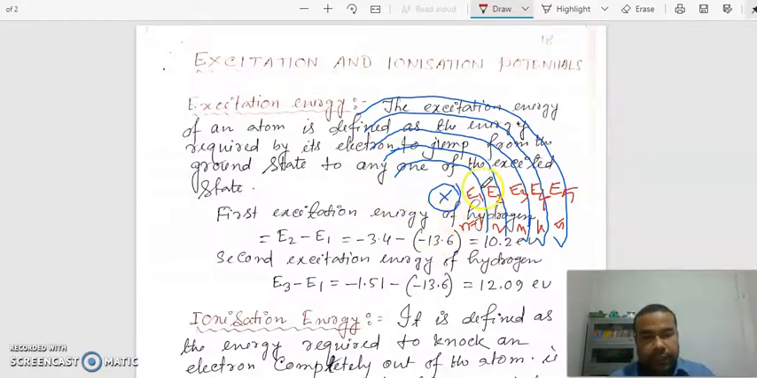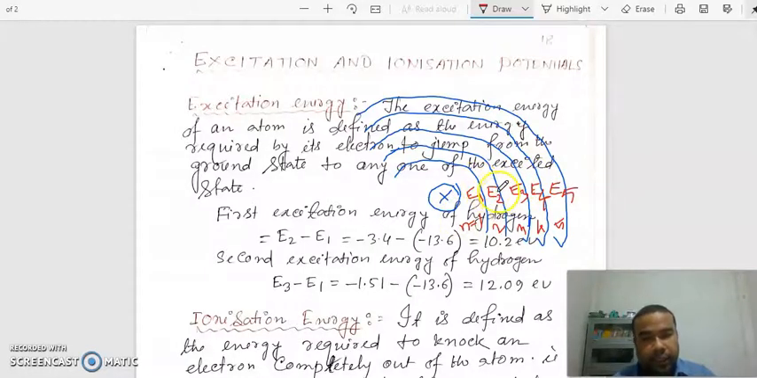Now, one electron jumps from the ground state. n equal to 1 is called the ground state of energy E1, n equal to 2 the first excited state, n equal to 3 the second excited state, n equal to 4 the third excited state, n equal to 5 the fourth excited state. When an electron jumps from the ground state energy level to any of the higher energy states, it may be the second orbit, third orbit, fourth orbit, fifth orbit, or the first excited energy state, or second excited energy state, or third excited energy state.